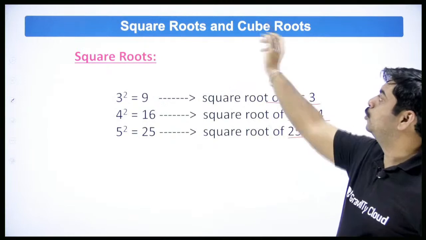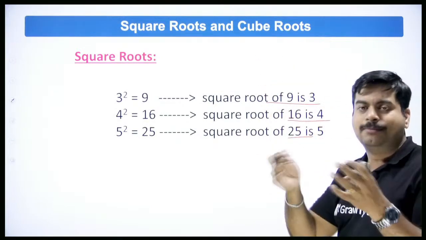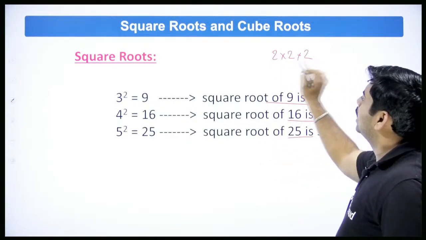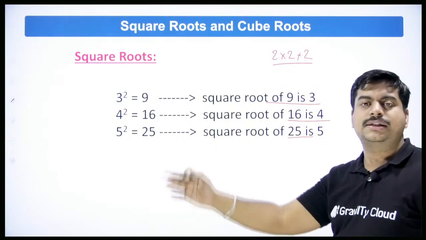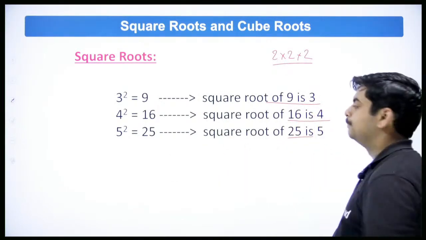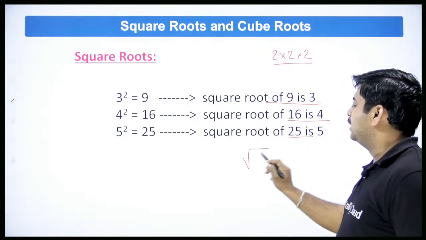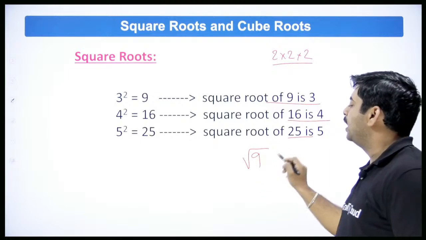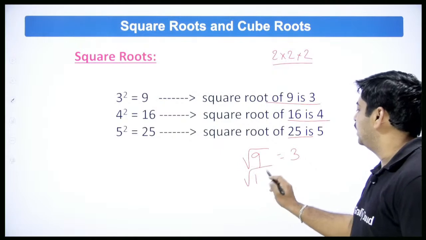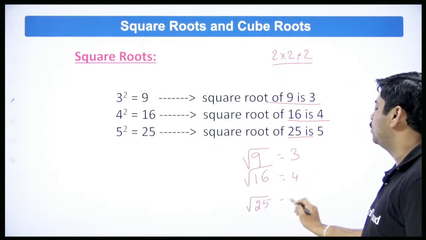The same way for cube roots. What is cube? Cube means you need to multiply 3 times, which we're going to cover in the next coming classes. So 2 into 2 into 2, 3 times. The same way in the reverse, we say cube root. Square, square roots. Cube, cube roots. So square root of 9, we keep that symbol. This is the root over. Square root of 9 is equal to 3. Square root of 16 is equal to 4 and square root of 25 is equal to 5.